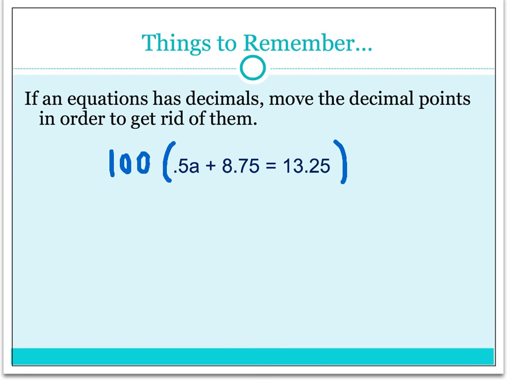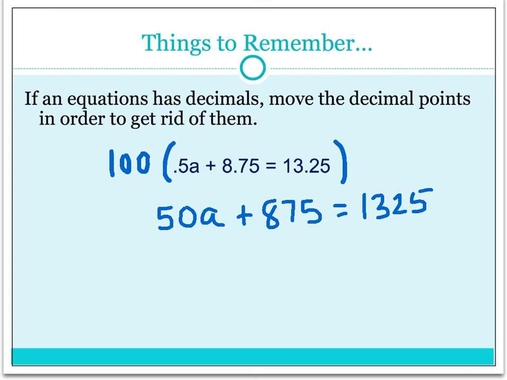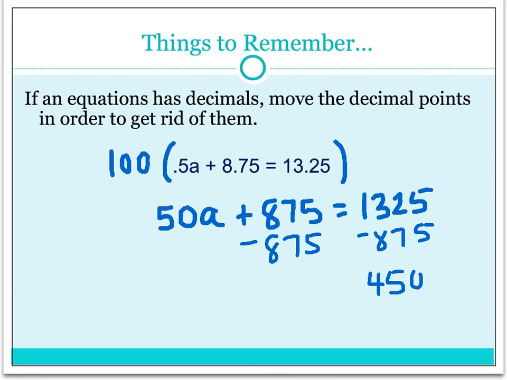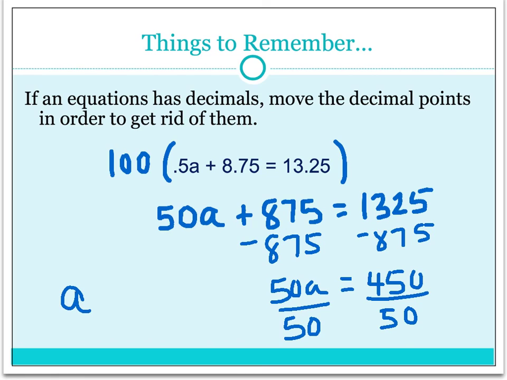And then if you do that, what you'll end up with is 50a plus 875 is equal to 1325. Very quickly, we will go through this. Since these are steps you already are familiar with, we will subtract the 875 from both sides. We end up with 450 is equal to 50a, and because of multiplication, we will divide by 50. We end up with a is equal to 9, and that is the answer.